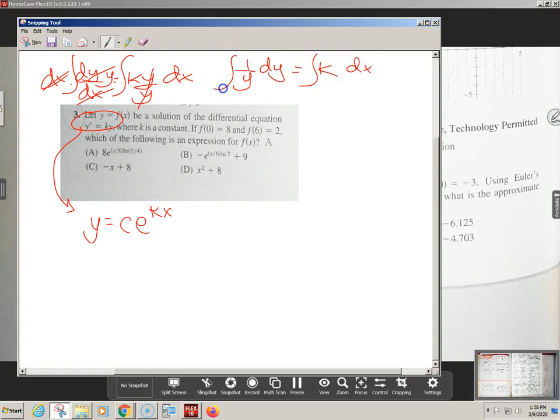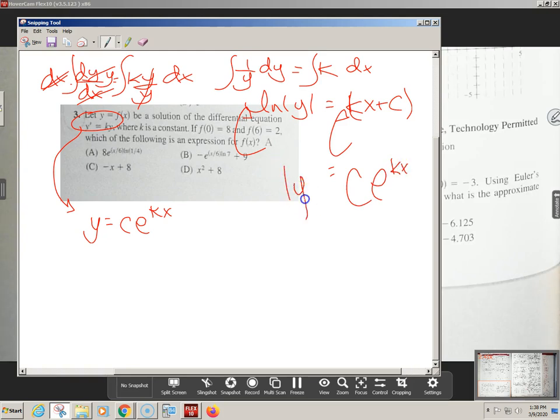Okay, now I can integrate, and I get ln. How do I undo an ln? E. Good. E to the. Why is it c? Because it's the same thing as e to the x. We're going to see this in maybe a couple different questions today. But remember, this is the same thing as e to the kx times e to the c. You can go straight to there.